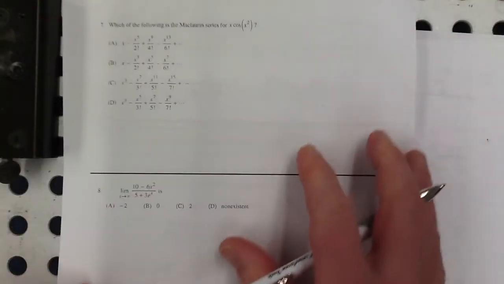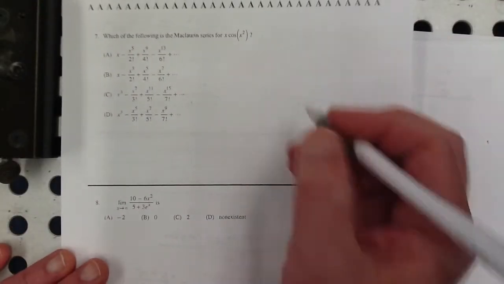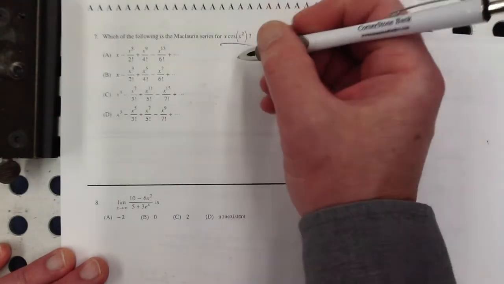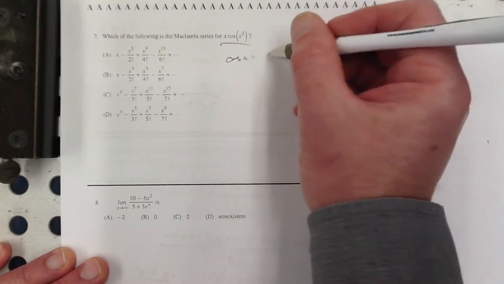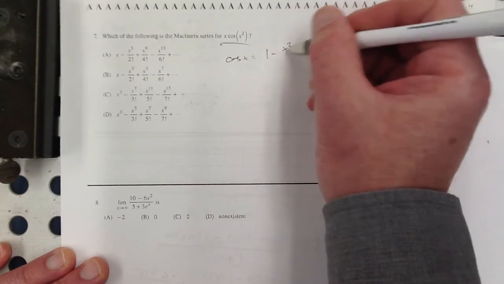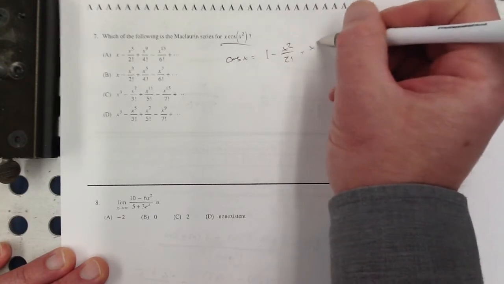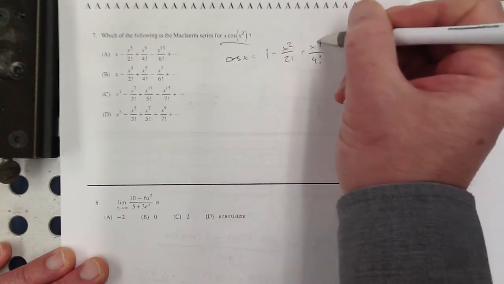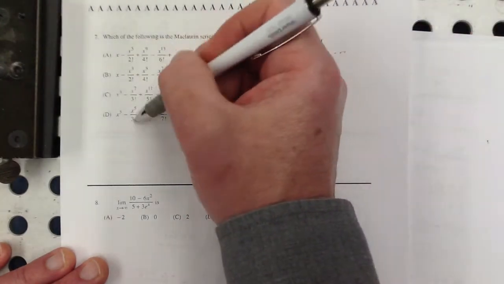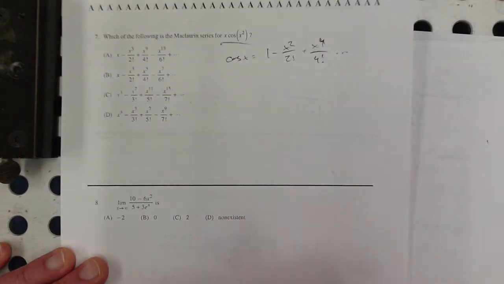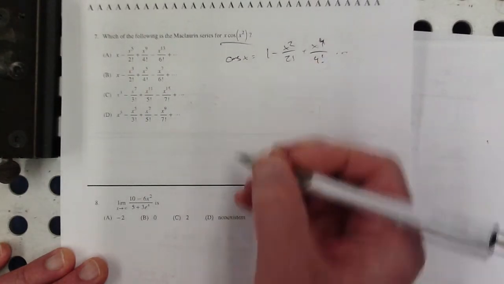Number 7. Which of the following is the Maclaurin series for this? Well, the series for cosine is even. Definitely not going to need more than 3 terms to diagnose which is the correct answer. None of them have even the same 2 first terms, so just that probably will be enough.